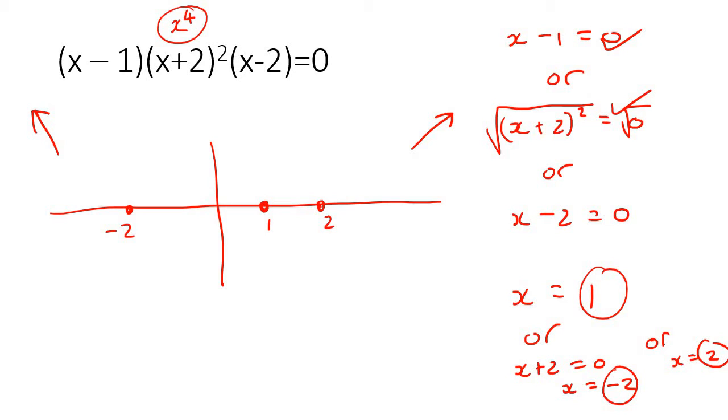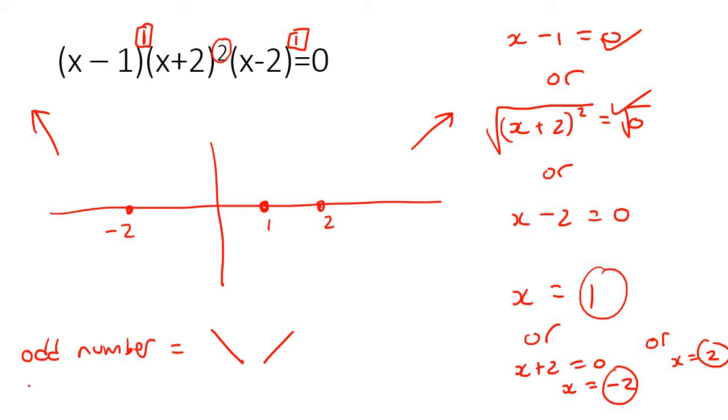So this is where we need to look at multiplicity. To work out the multiplicity, you look at each of these brackets and you look at the exponents. This one would be a 1, this is a 2, and this is a 1. If it is an odd number, then the graph is going to look like this, either like that or like that. If it is an even number, then the graph is going to be turning at that point.